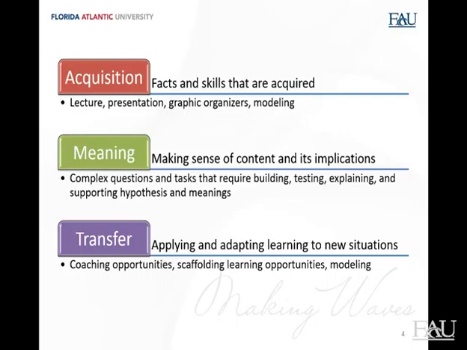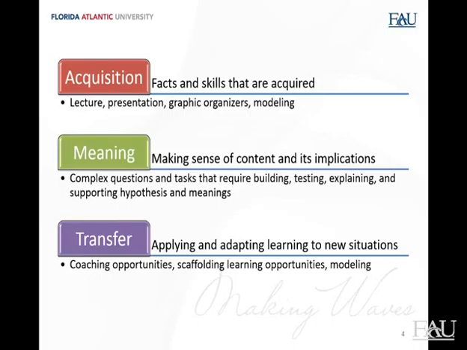The second type of learning is meaning, which is making sense of the content and its implications. In this scenario, you're asking a learner to make inferences, test theories, and look for connections. These goals are challenging; they're constructed instead of taught and learned. So this is an idea or a theory you might be testing. Some of the instructional strategies you might use are complex questions and tasks that require building, testing, explaining, and supporting hypotheses and meanings.